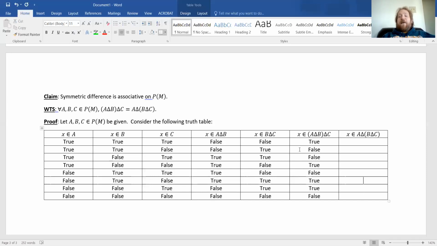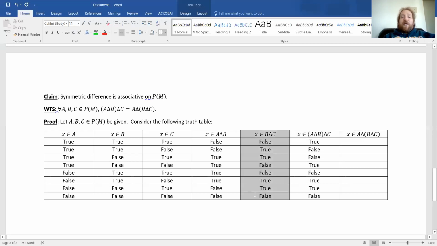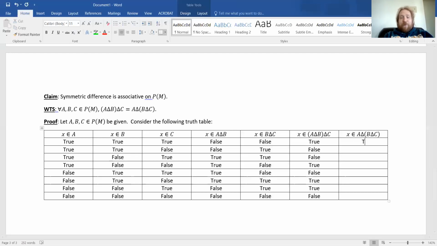Now, in the last column, we are looking for A symmetric difference, B symmetric difference C in parentheses. So we want exactly one of these entries and these entries to be true. So here we've got a true with a false, which is a true. Here in the second row, a true with a true, which is false. In the third row, we have a true with a true, which is false. In the fourth row, we have a true with a false, which is true.